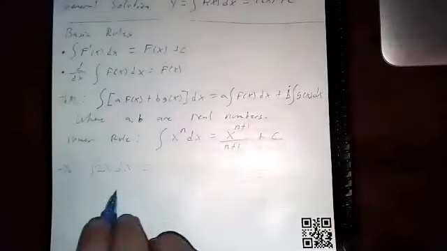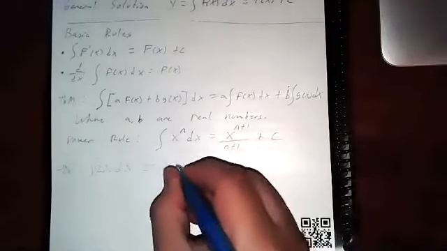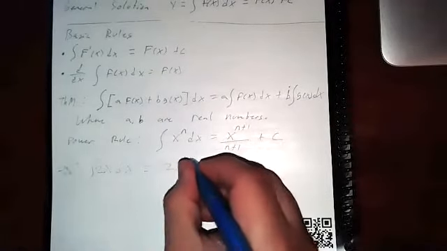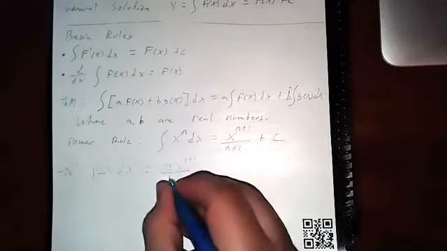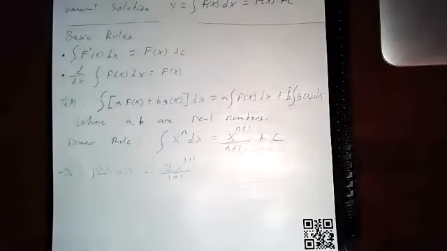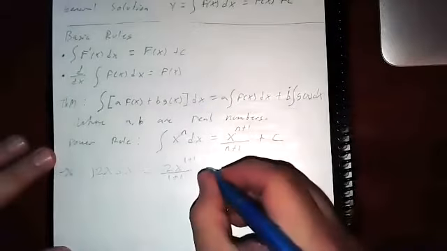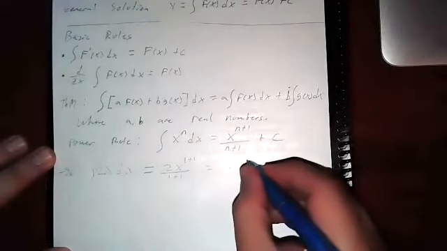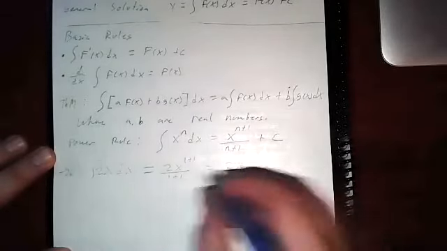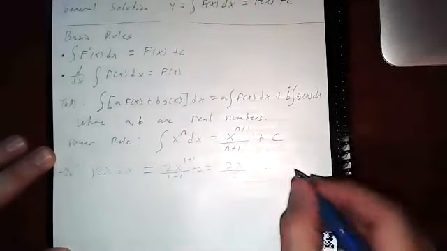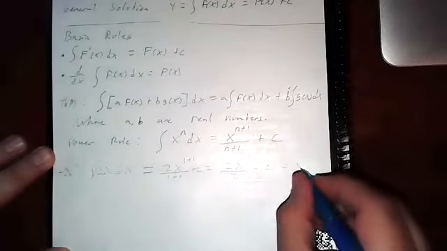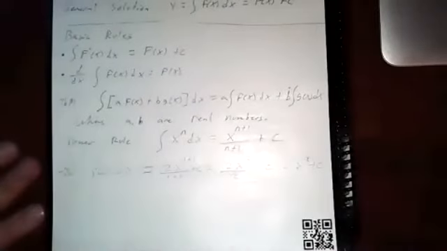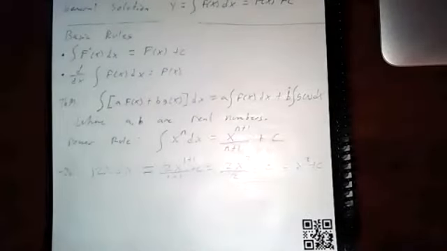All right, so the integral of 2x dx would simply be 2x to the first power plus 1 over 1 plus 1. So that would end up being 2x squared over 2 plus c, giving us x squared plus c, right? So most of the questions that start out will be just simple power rules. Okay.